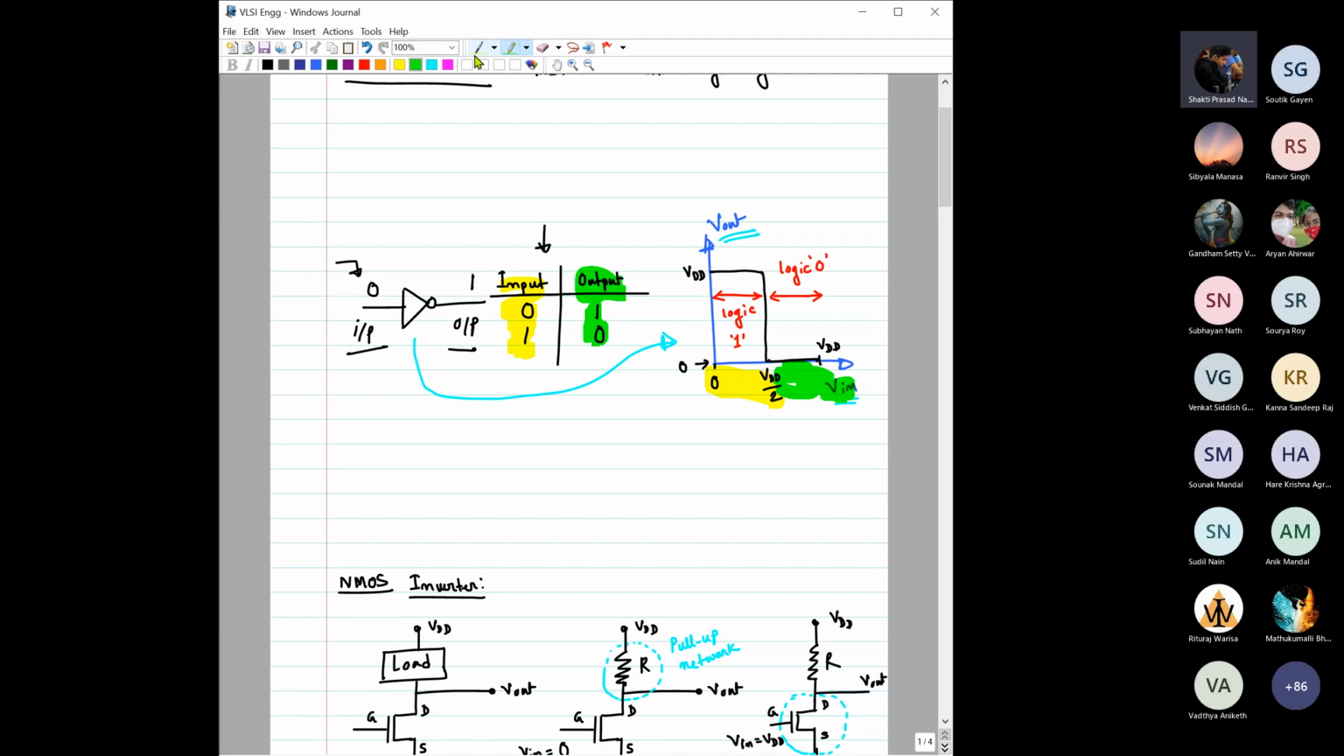But in this case, we can see the output is either at VDD or at 0. That is true for an ideal gate. For a practical gate, we will not actually get this type of characteristics, but rather some characteristics which are a bit different, maybe something like this.